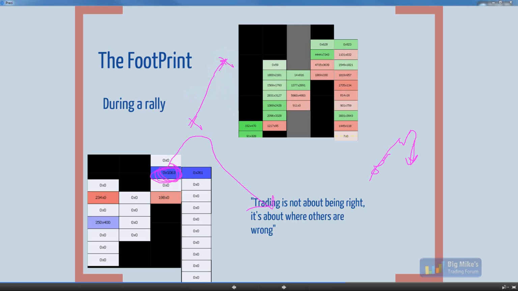Yes, and let me ask just a few more here. Let me know when you want to move on. Charles is asking what chart styles you use the most, tick, volume, range, etc.